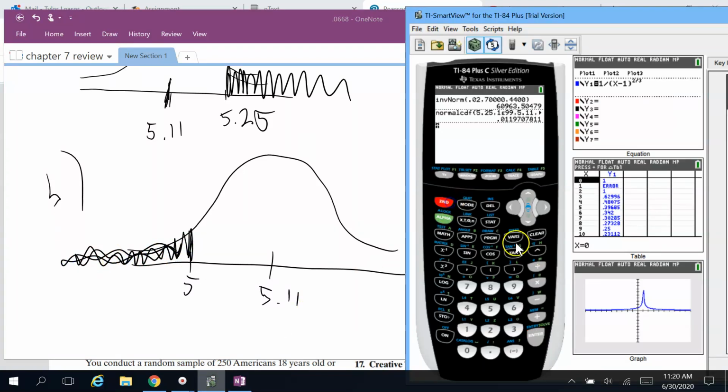So we're going to go to our calculator again, still that normal CDF. We're going to simulate it going to infinity to the left, so we're going to do -1E99 to simulate negative infinity. My upper limit is that my area goes up to 5. The mean is still 5.11. The standard deviation is still 0.062. So we'll just paste and hit enter. Here we get 0.038.